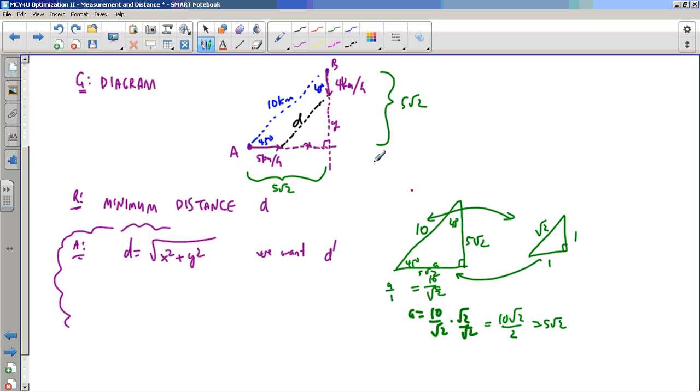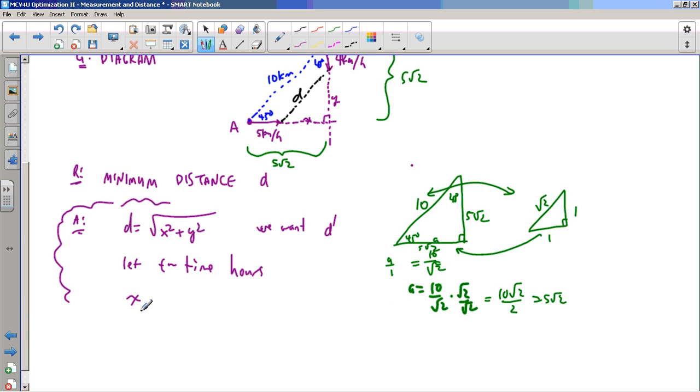So this x then, x is just 5 root 2 subtract whatever I've traveled. Well, I don't know how long I've traveled for, so I'm going to say let t be the time that we've traveled in hours. T is the time in hours. Then I can get an expression for x and y in terms of t, right? Because x is just 5 root 2 subtract how much I've traveled in the time, right?